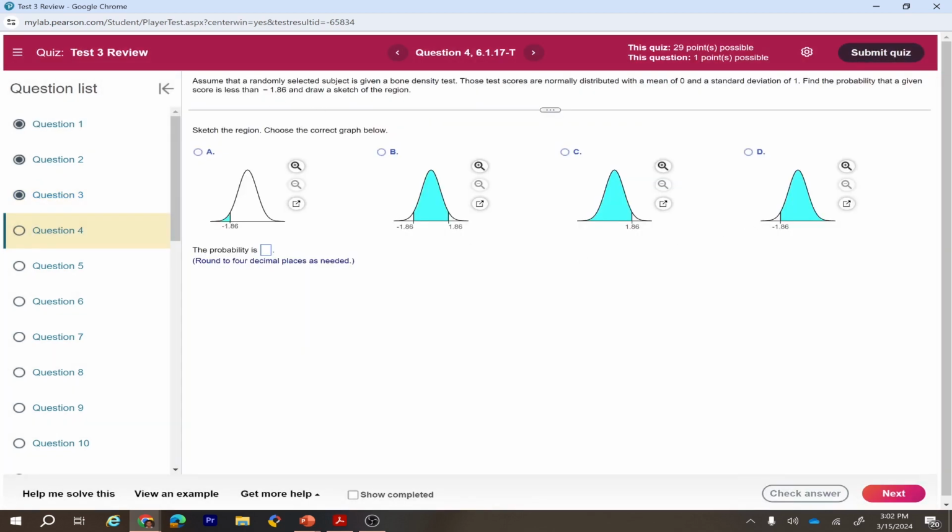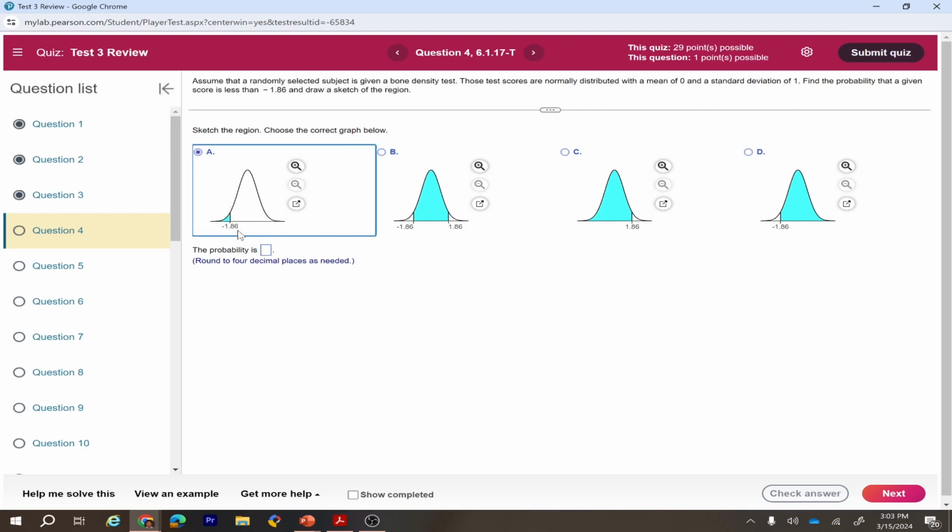Assume that a randomly selected subject is given a bone density test. Those test scores are normally distributed with the mean 0 and standard deviation 1. Find the probability that a given score is less than negative 1.86. So less than, the z-score is less than, so the area is supposed to be on the left side of negative 1.86. So this first one is the right graph.